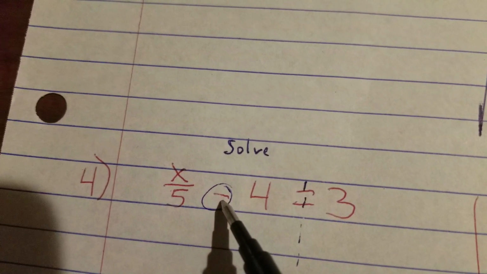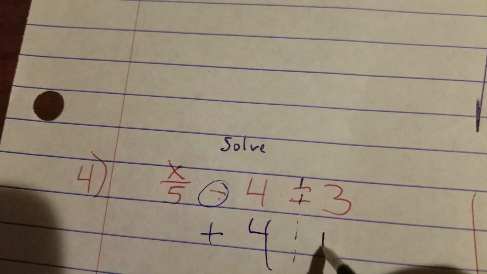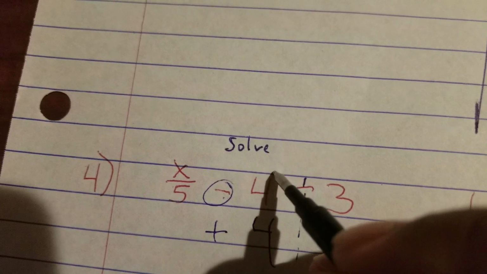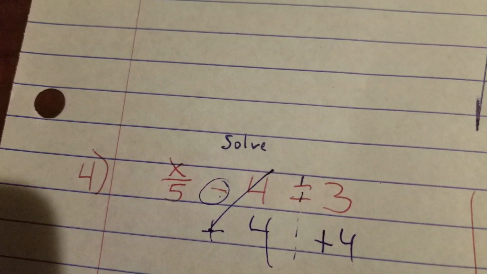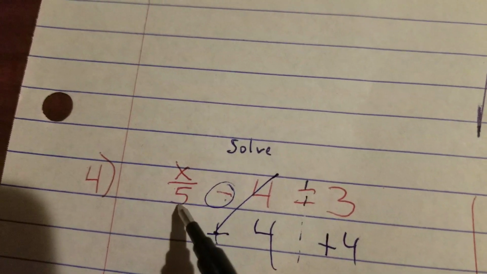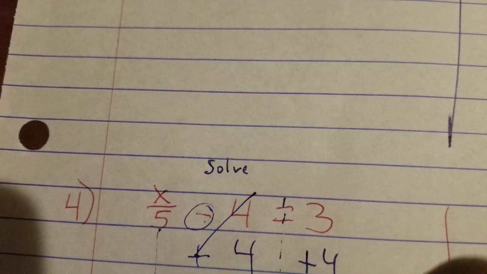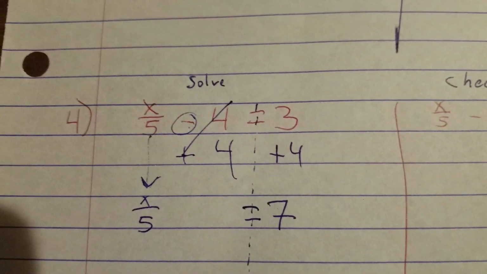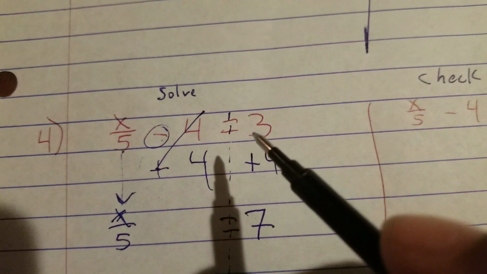So we're going to do the opposite of this, and we're going to add 4 to both sides of our brick wall. These guys will cancel. 3 plus 4 gives us 7. Equal sign, our brick wall. And we're going to shoot down this x over 5. Okay? So nothing's really changed here, except that we got rid of the 4.